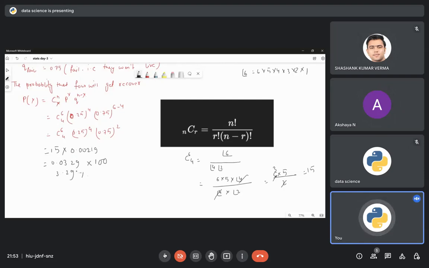Does it make sense, guys? What is the probability that if I pick 6 patients randomly from that hospital, then the probability that 4 will survive is very low, 3.29%. Any doubt?